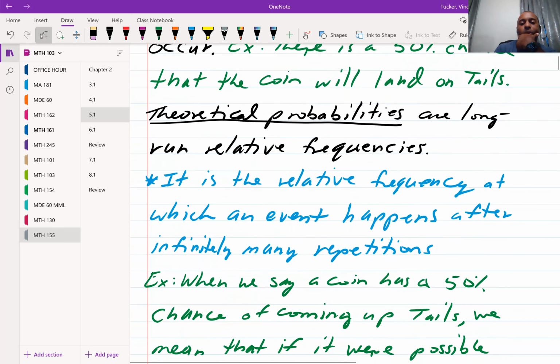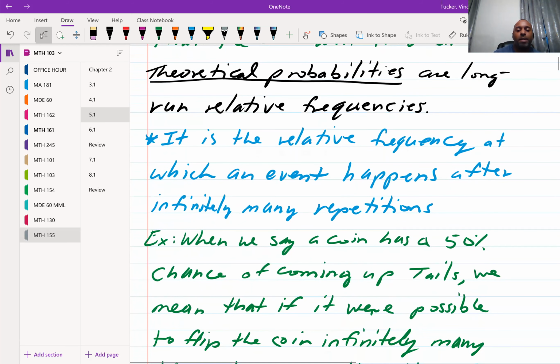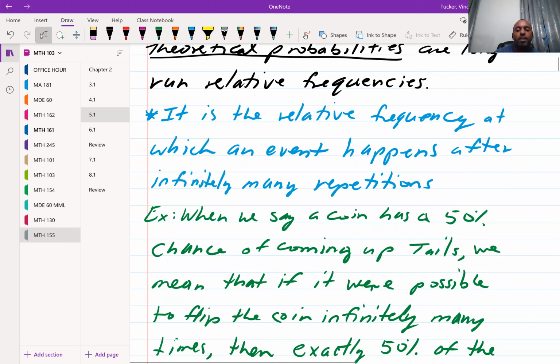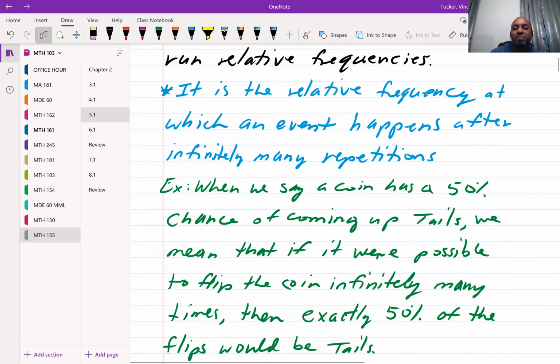Okay. So we can say a coin has a 50% chance of coming up tails. We mean that if it were possible to flip the coin infinitely many times, then exactly 50% of the flips would be tails.